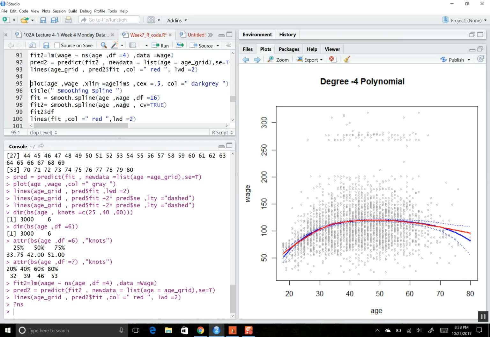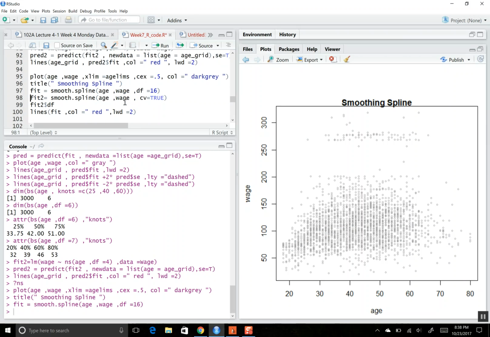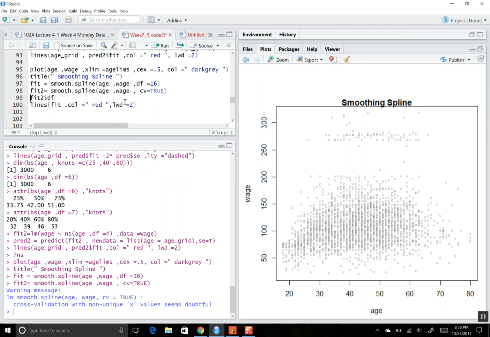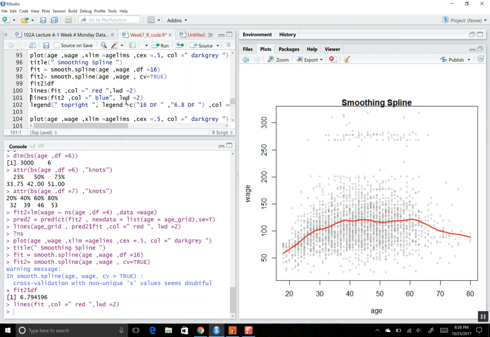And then also for a smoothing spline. These are just different variants of these smoothing methods. So we'll create a smoothing spline here. We have a smoothing spline with 16 degrees of freedom. CV equals true means determine the degrees of freedom using cross-validation, and we can plot this, the smoothing spline with 16 degrees of freedom.